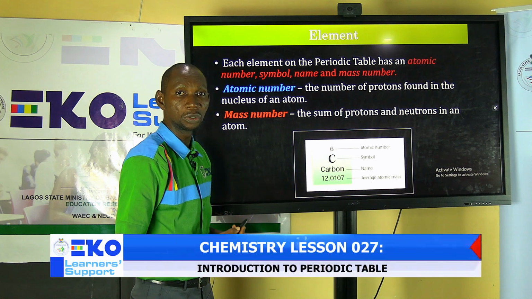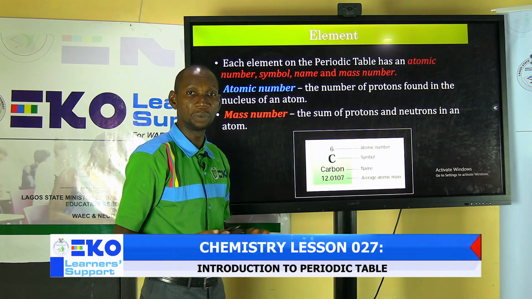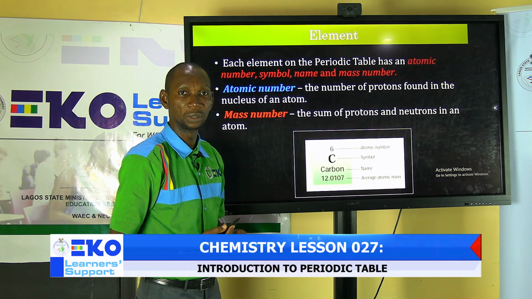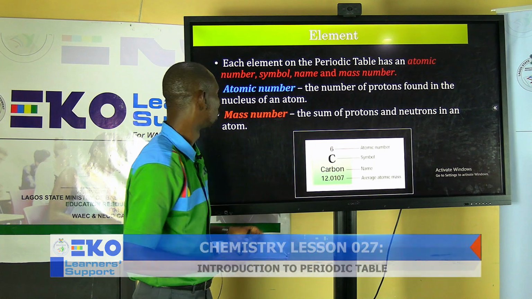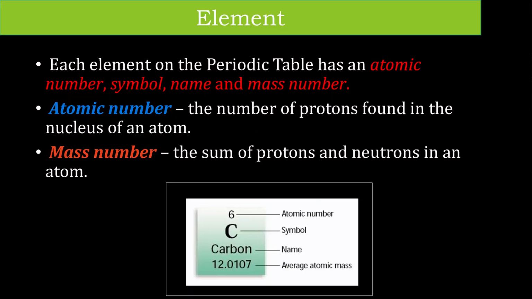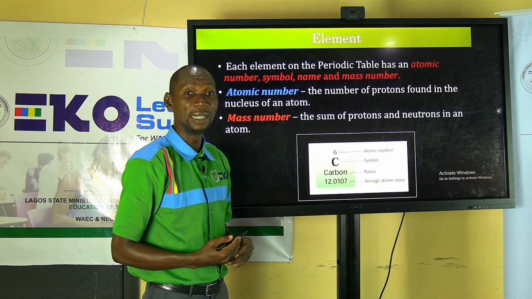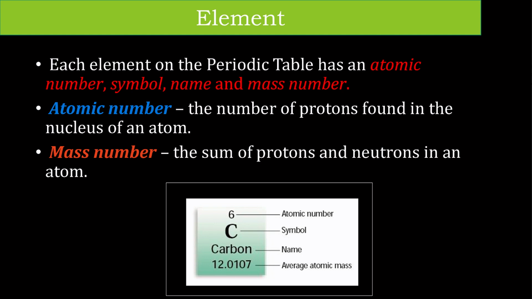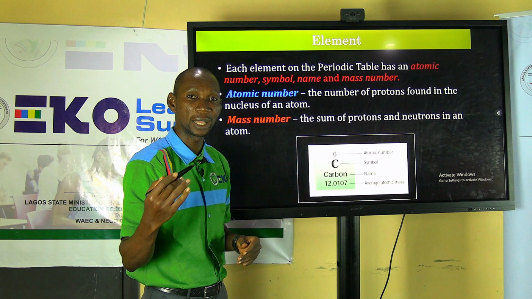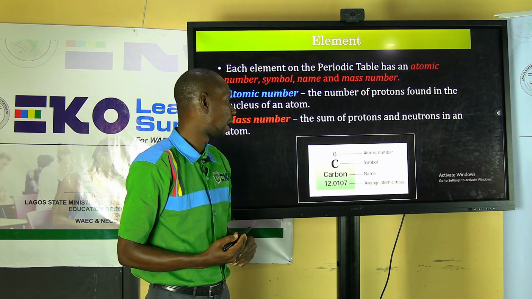So, we use some numbers to describe elements in chemistry. One of those numbers is what we call the atomic number. Can you say that again? Atomic number. The atomic number is simply the number of protons in an atom. It tells us how many protons are there in an atom.